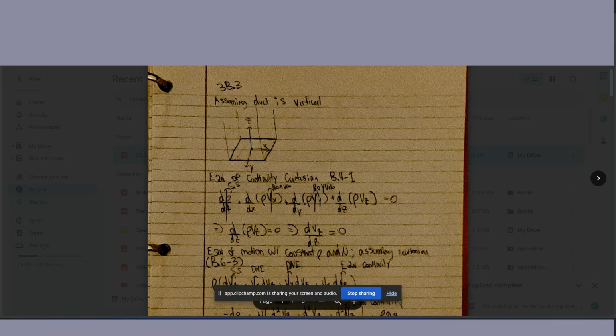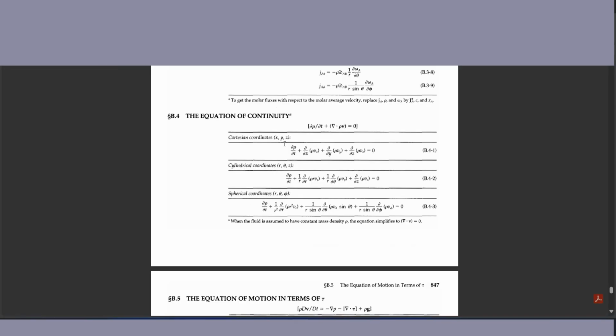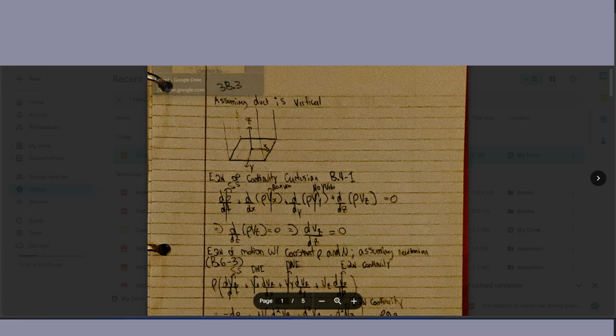First, this is the model that we'll use for the duct. We'll assume that the duct is vertical. So first, the equation of continuity for Cartesian coordinates. It's this equation here, page 846, table B.4. And this is basically just to be able to say that vz is not dependent on z.